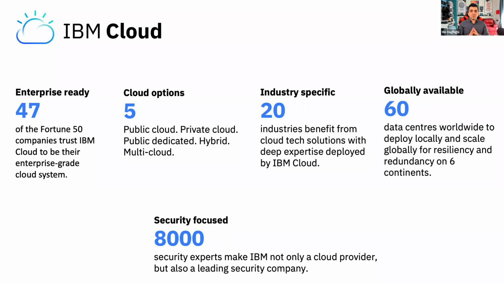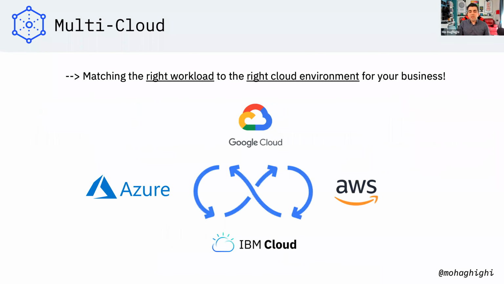They always refer to the all-round security features of our cloud platform as the number one requirement for their firm. And that's why we've got 47 out of Fortune 50 basically relying on IBM Cloud. As I said, it's all about matching the right workload to the right cloud environment for your business. And I don't think any cloud is better than the other. It's all about matching and having that capability in place to be able to port your applications across different clouds.